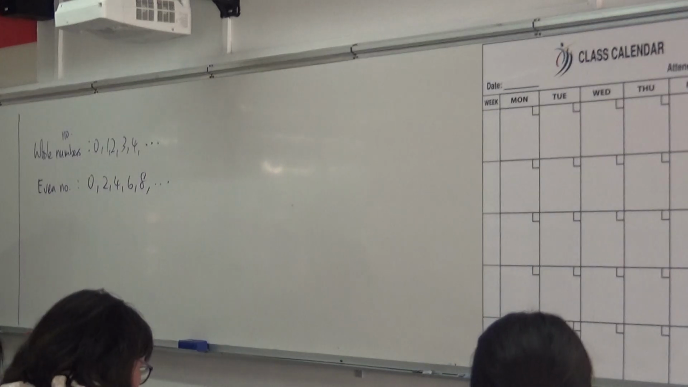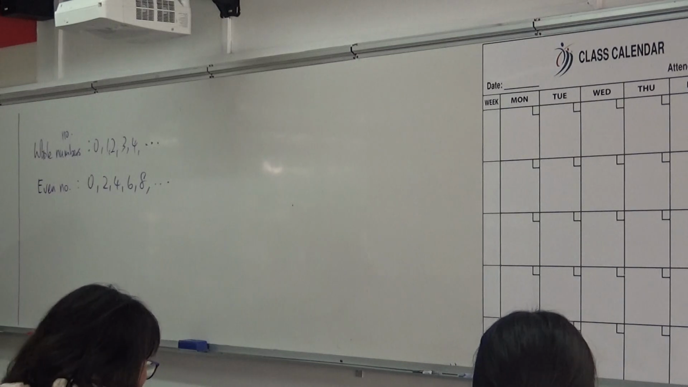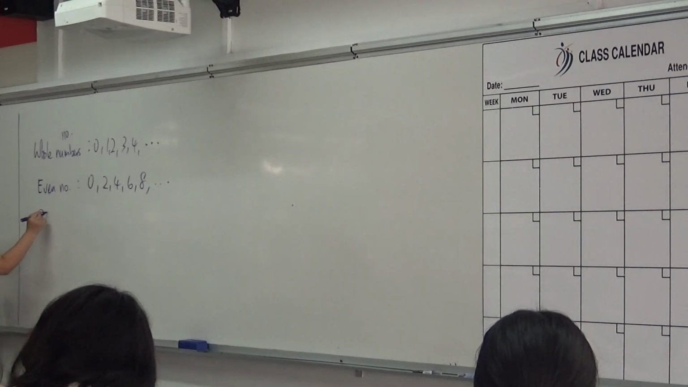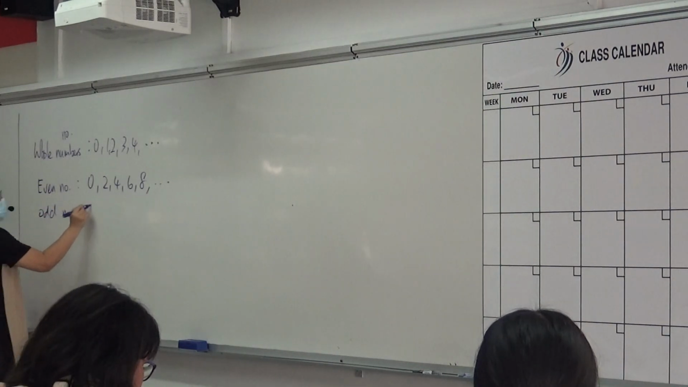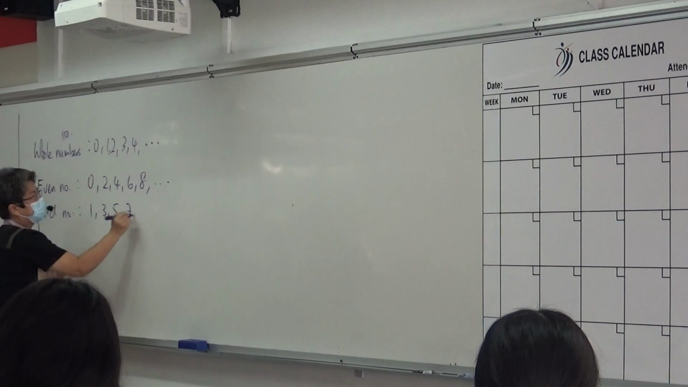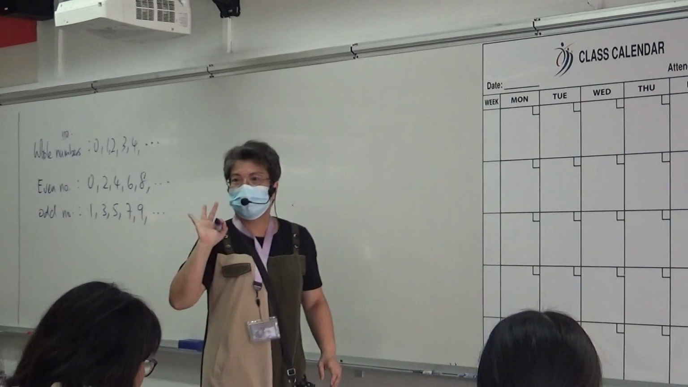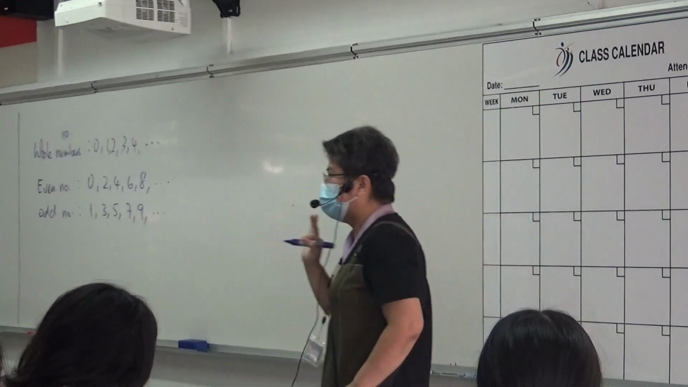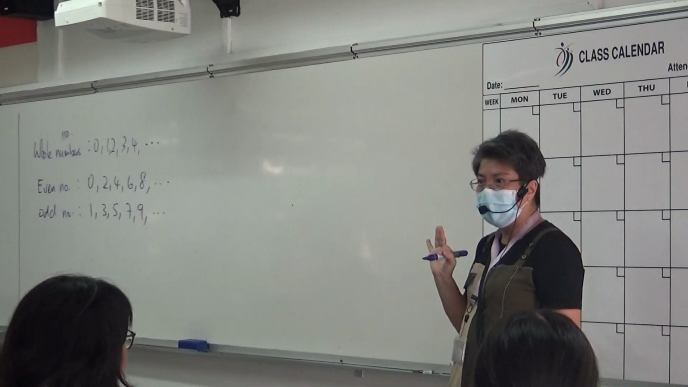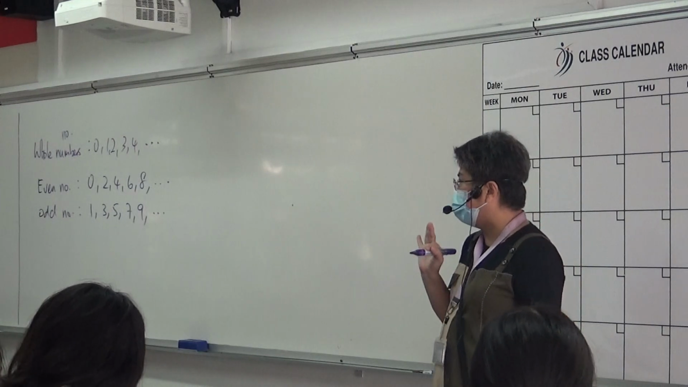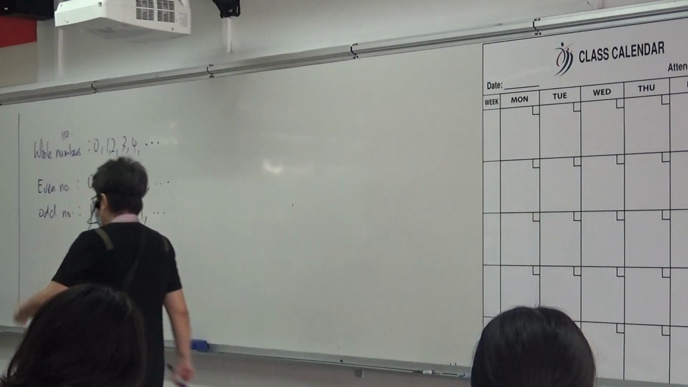Even numbers: 0, 2, 4. Odd numbers: we have 1, 3, 5, 7, 9, and so on. These are the 3 definitions that you must know first. Everybody clear so far? Okay, good. Then we are moving on.